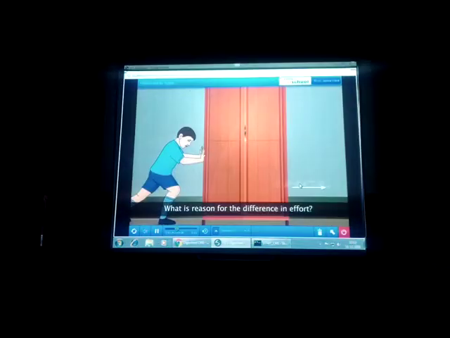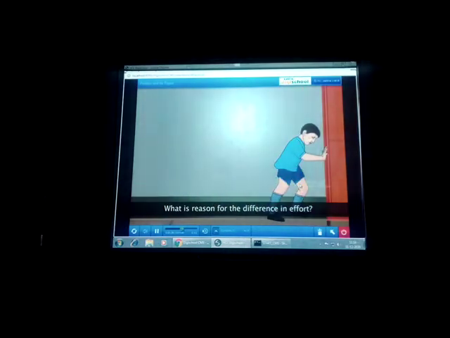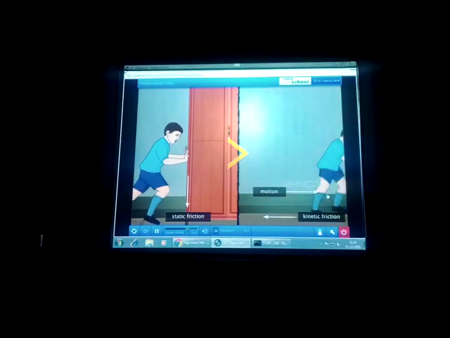The boy applied a tremendous amount of effort to move the cupboard. However, once it started moving, the effort required to keep it moving seems much less. What is the reason for this difference in effort? Kinetic friction between two surfaces is always less than their static friction.